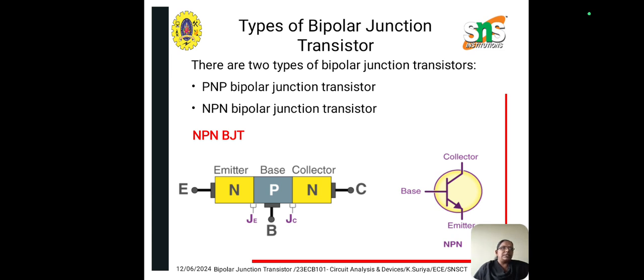The regions of a BJT are known as base, collector and emitter. The emitter region is highly doped when compared to the other layers. Both collector and base layers have the same charge carrier concentrations. Among these junctions, the base-emitter junction is always forward biased and the collector-base junction is always reverse biased. Forward biased means the p-doped region has more potential than the n-doped side.